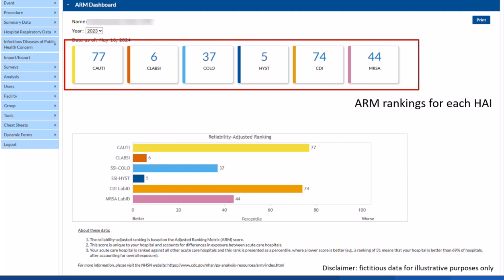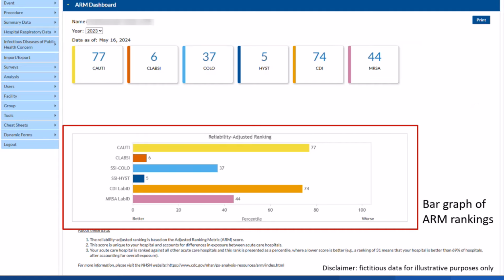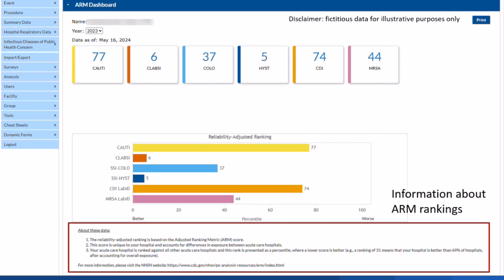Underneath the dates, you're going to see the actual ARM rankings in boxes for each HAI type. And below that, you will see a bar graph with a visual representation of those ARM rankings from better to worst. Underneath that, there will be a little bit of information on how to interpret these ARM rankings, but I'm going to go more into that in this presentation.